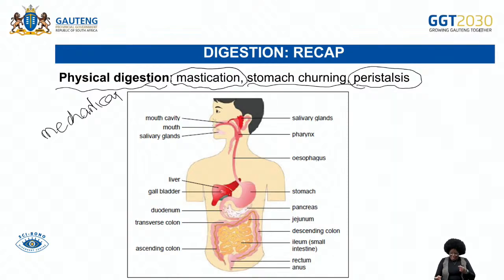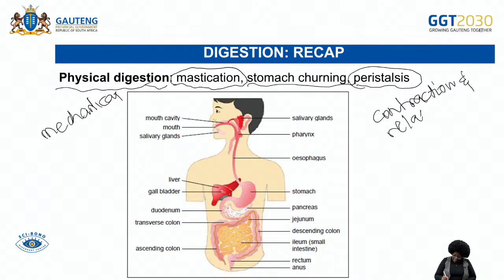Of contraction. So what it's a rhythmic contraction. So what's the opposite of contraction? Relaxation, right? So it's contraction and relaxation. What relaxes? What relaxes is the muscles.